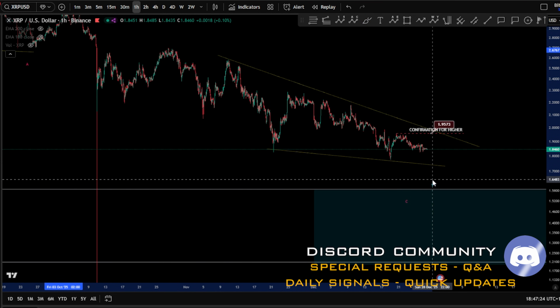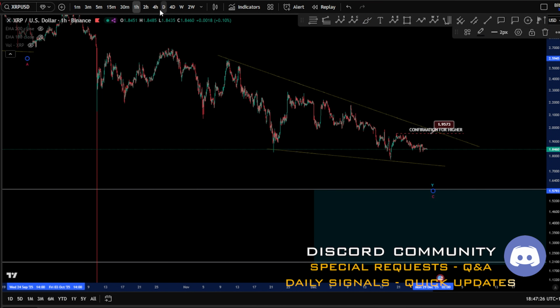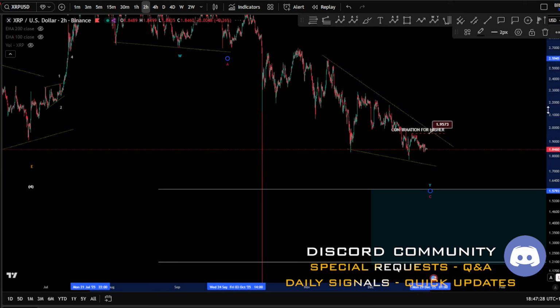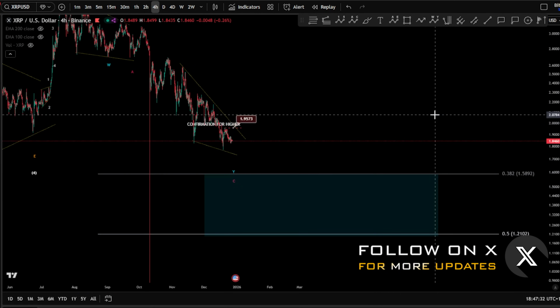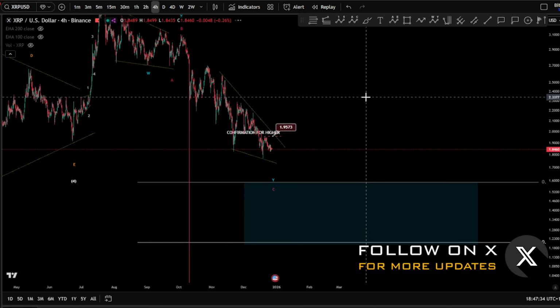That might still be unfolding for XRP, and our blue box here for the 0.38 can still very likely be taken around the $1.58.